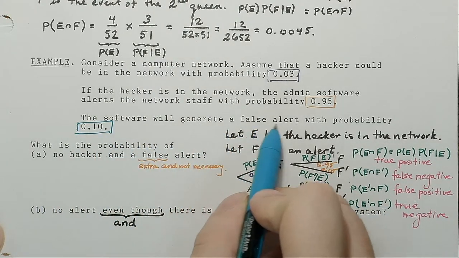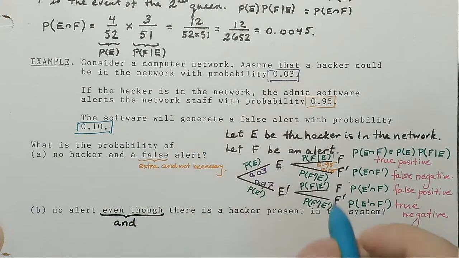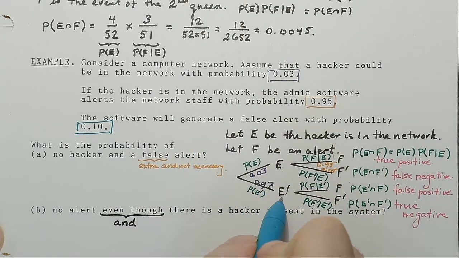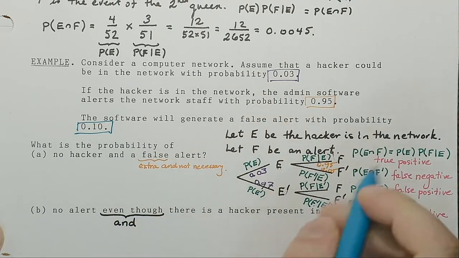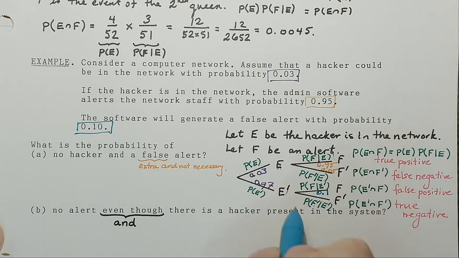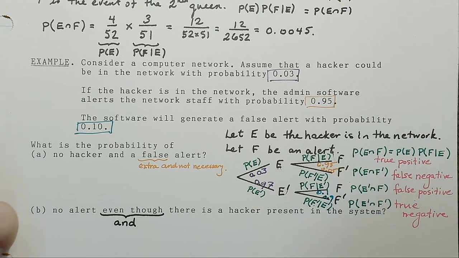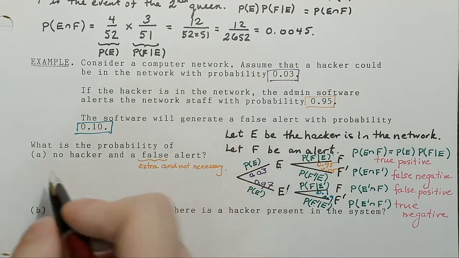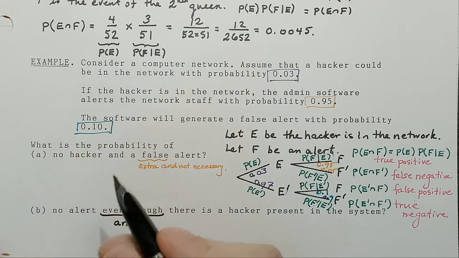It will generate a false alert, so that there's no hacker in the system, but it's going to generate an alert. That's 0.1. And that means that if there's no hacker, it won't generate an alert with probability 0.9. So, what's the probability of no hacker and a false alert?